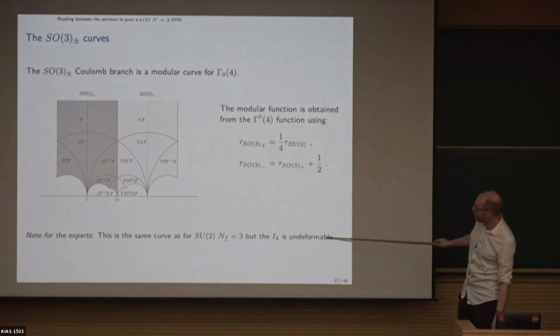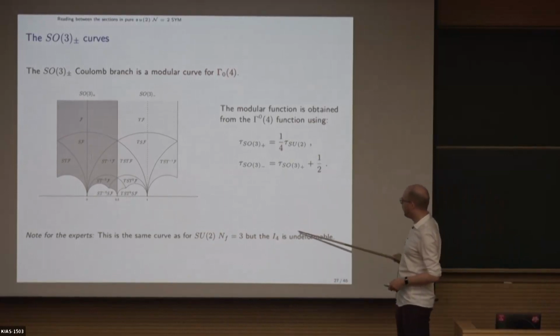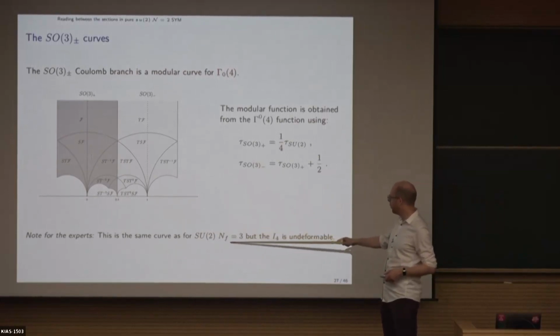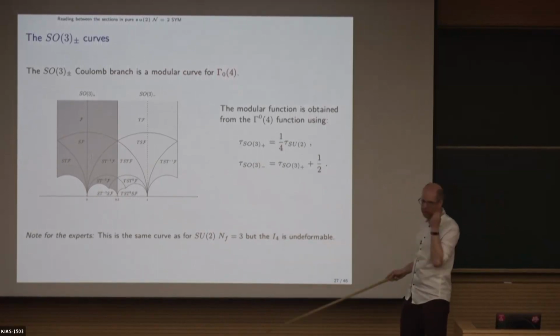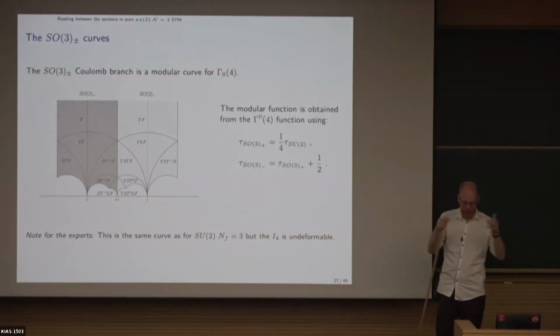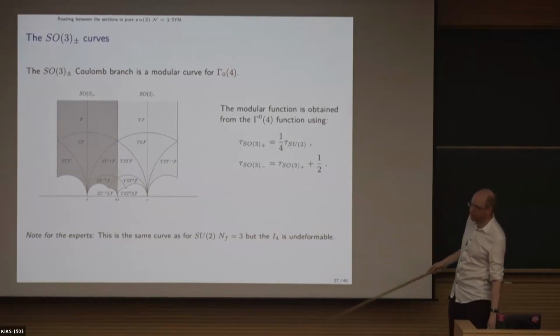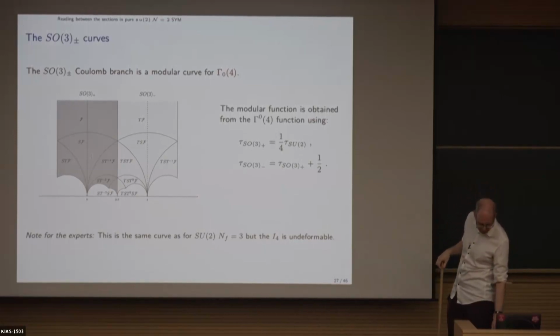So I should note for the expert that those things have also been studied, for instance, as we saw in the seminar by Jan earlier. This kind of domain also appears, for instance, in SU2 with three flavors. The key difference is that in those SQCD theories, the I4 is deformable. It's a massless limit of some theory with mass. But here, the I4 is undeformable, so the interpretation is that there is a single particle of charge 2, not four particles of charge 1, which would be the other possible interpretation.